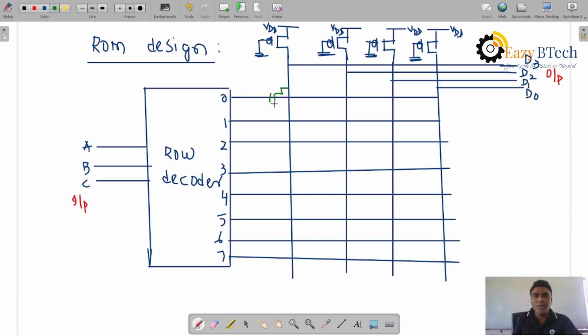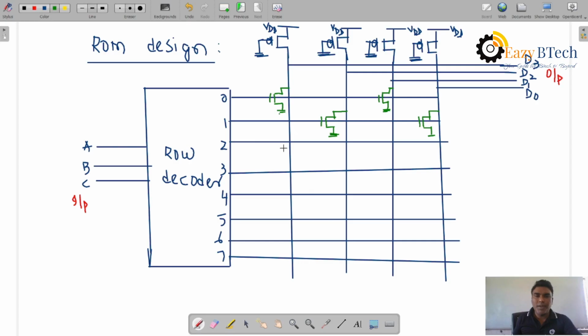The NMOS transistor is connected over here. Where the transistor is present, the data stored is 0. Data stored is 0, right? So from here to here, where the transistor is present, the data stored is 0.